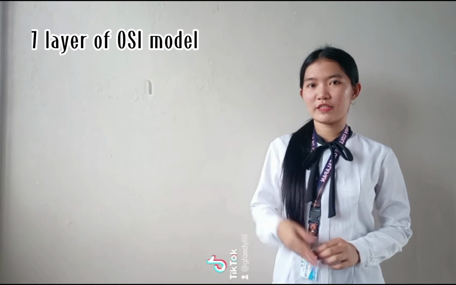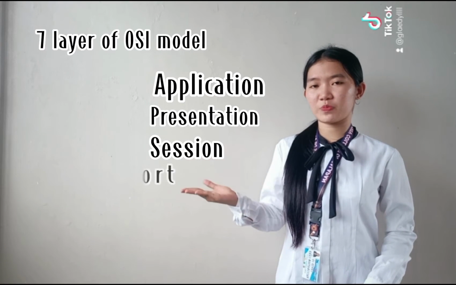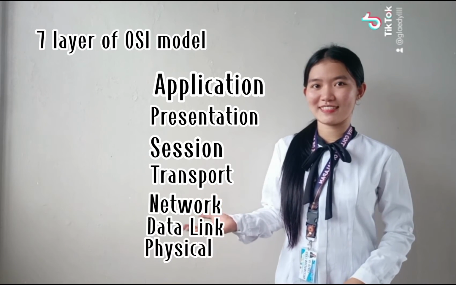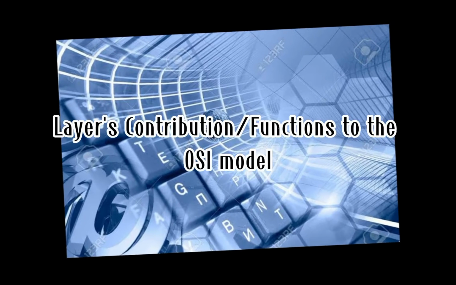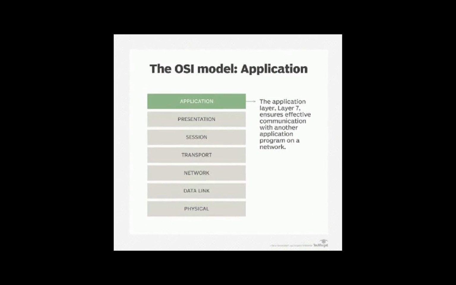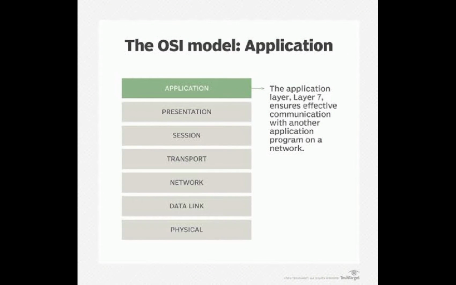7 layers of the OSI model. Here are the 7 layers of the OSI model: the application, presentation, session, transport, network, data link, and physical. Application layer. It provides protocol that allows software to send and receive information and present meaningful data to the user.